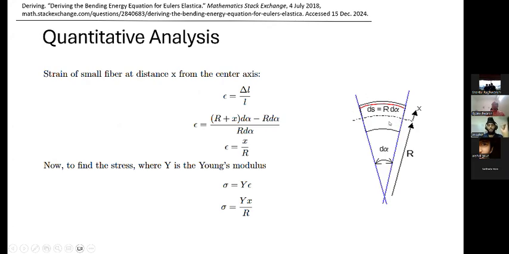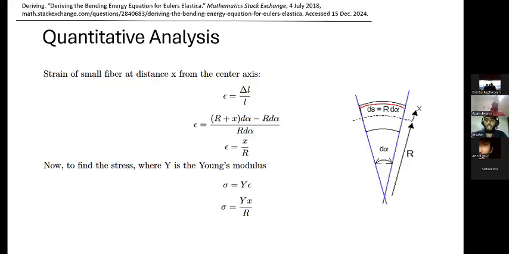The strain in that small fiber will just then be the change in the length of the fiber due to bending over the original length. The original length will obviously just be the same as the length of the central axis. So the length of the central axis can be found by the radius of curvature multiplied by the angle of bending, which let's take as dα, a very small angle α, and we obviously take this angle in radians.